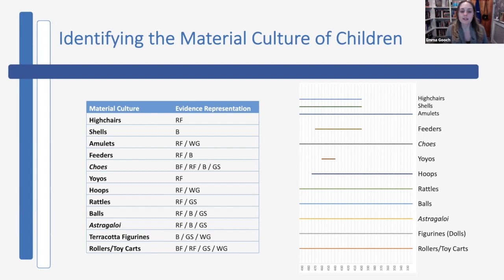You can see on the right that most of the objects were associated with children throughout the classical period from 480 to 323. High chairs, shells, feeders and yo-yos were exceptions. High chairs and shells were only represented until around 400 BC, feeders from circa 470 until then, and yo-yos were only represented in preserved scenes that were produced between 460 and 440.